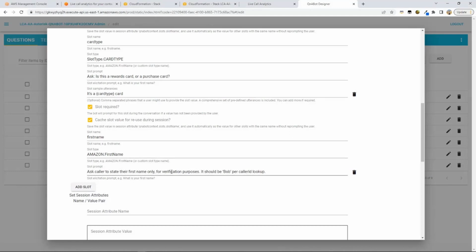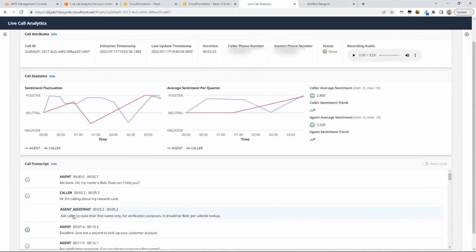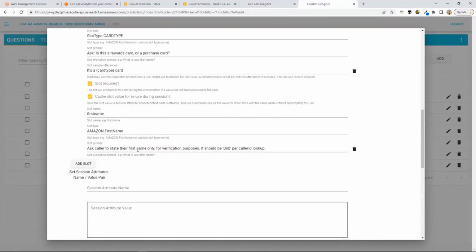See the prompt here? This is where the agent is now advised you need to ask the caller what the first name is. And this is the message that you saw. I think this was the very first agent assist message that you saw coming up on the screen. Here it is here. Ask caller to state their first name only for verification purposes. Okay, so that was the slot prompt.